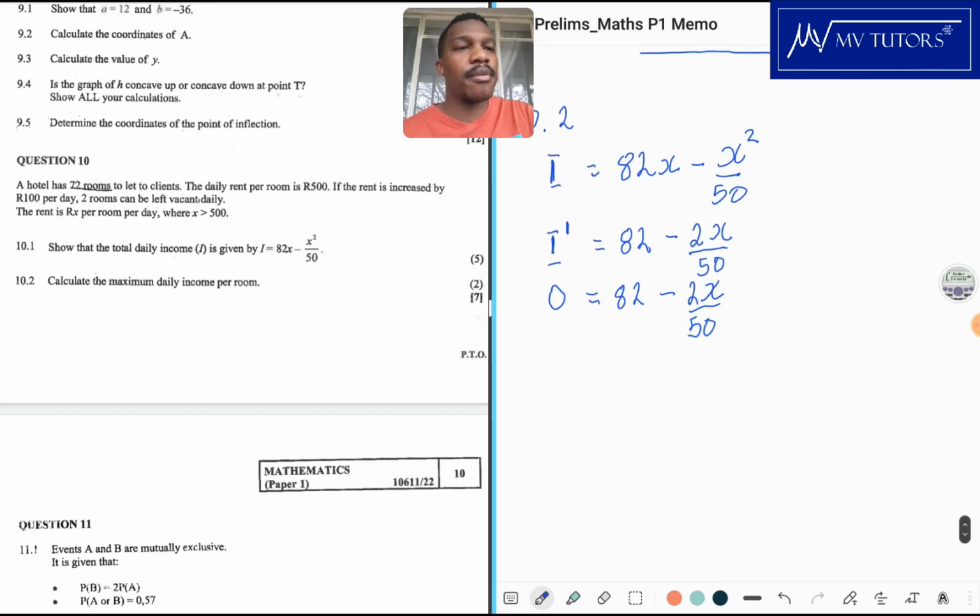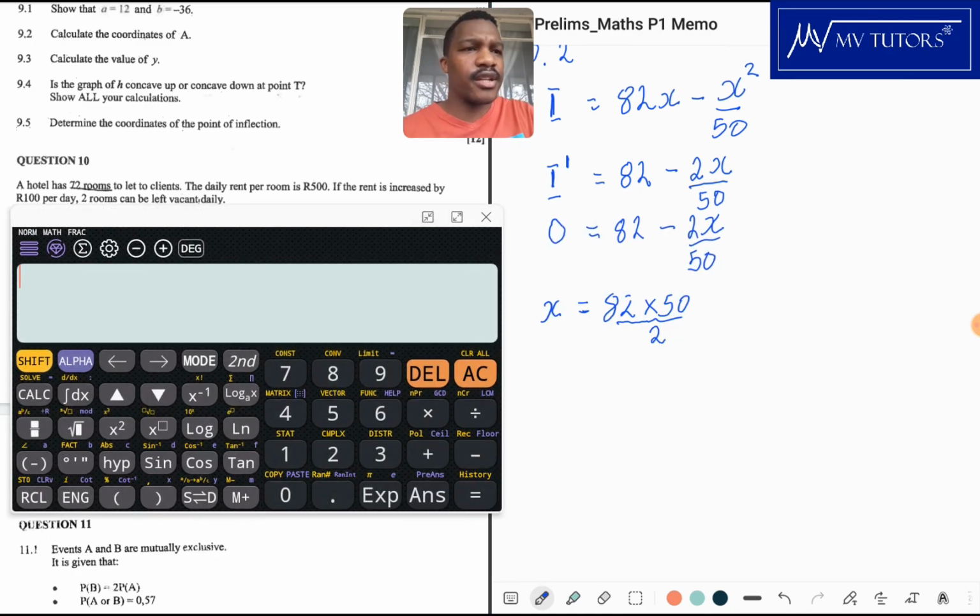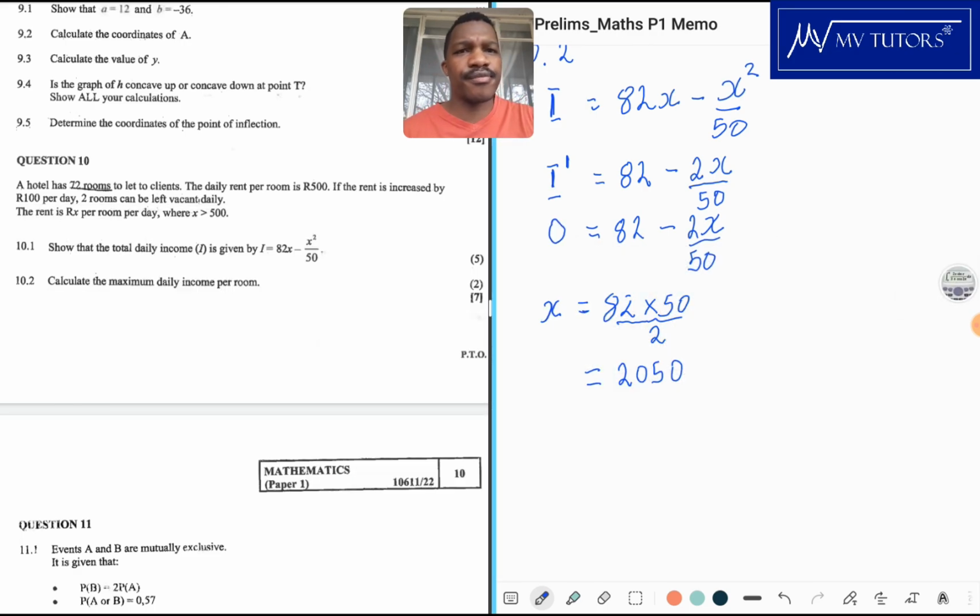Now we just have to do some mathematical gymnastics. Bring the 2x this side. I'm just going to fast forward because I know I'm going to have to multiply by 50, you guessed it, and then divide by 2. Okay, let's bring out our calculator. So we've got 82 times 50 divided by 2, and then we get 2050. There we go, 2050.